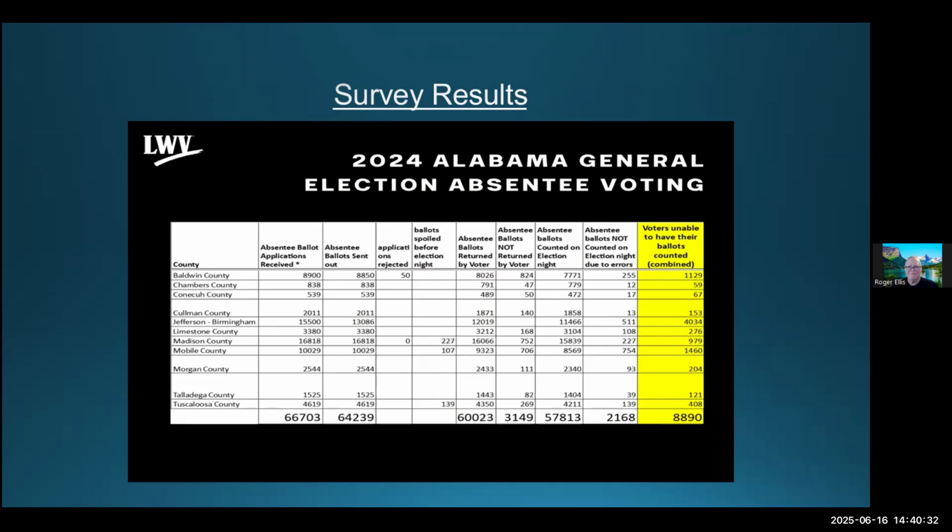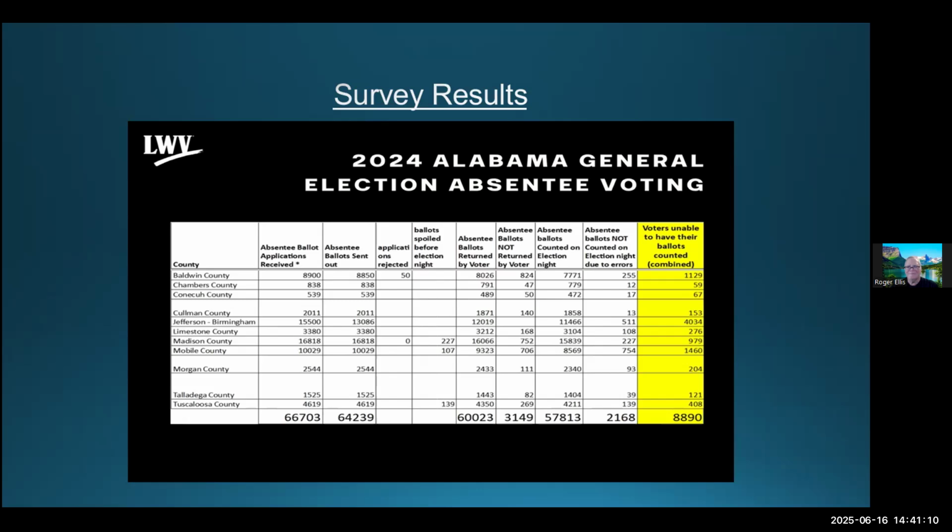And then in the column that says absentee ballots returned by voter, which at the bottom is 60,023, this is the number of ballots for those 11 circuit clerks. They received 60,000 total across the state. But when you look back at the number that were actually sent out, just pick one, Baldwin County, for example, the very first line, 8,850 ballots were sent out, and only 8,026 were actually returned prior to election day when they close it.